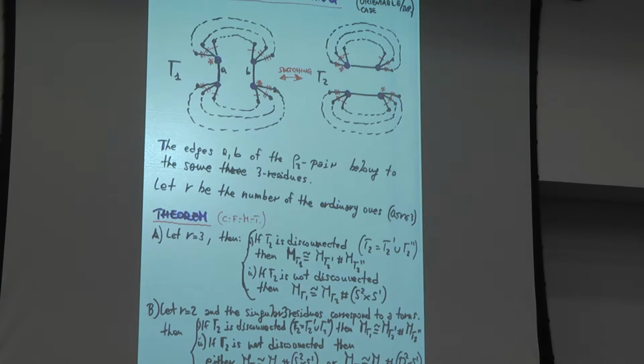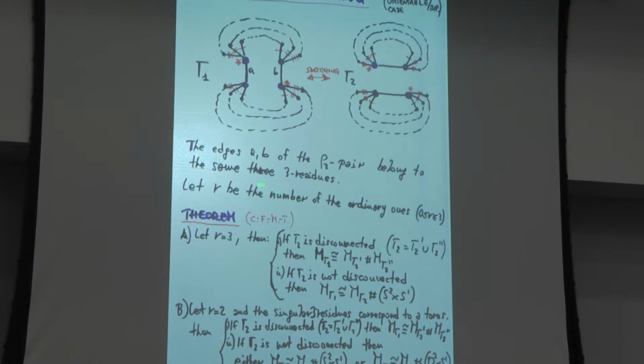So we proved a theorem that in this case, if you switch the 2 edges, the theorem says that if there is this configuration and at least 2 of the 3 residues involved in this configuration are ordinary, so there is at most 1 which is not a sphere, then the 3 manifold represented by this graph is a connected sum.